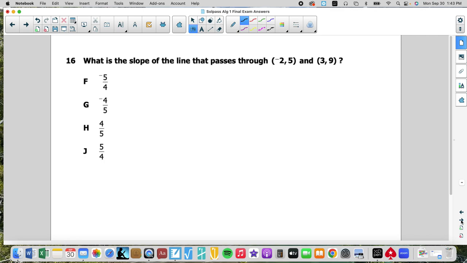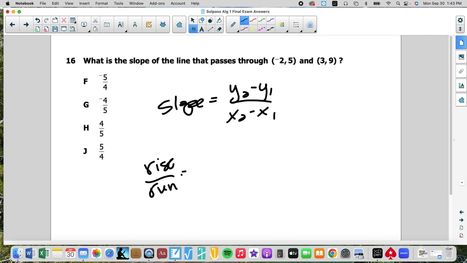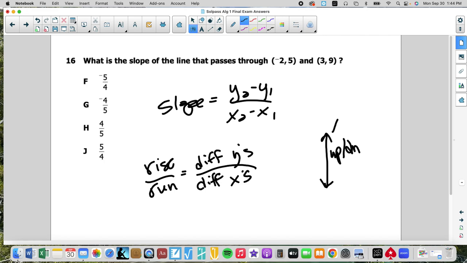What is the slope of the line that passes through the points? So we know that slope equals this formula: y sub 2 minus y sub 1 over x sub 2 minus x sub 1. Remember, it's the rise over the run, or the difference of y's over the difference of x's. And remember, y is rise, up and down on our y-axis. Left and right is on our x-axis.